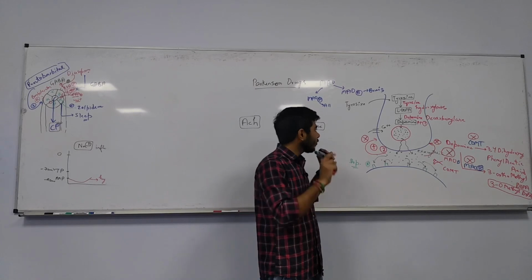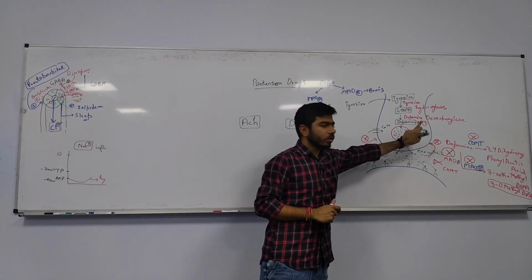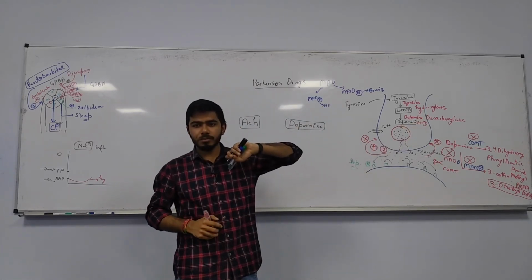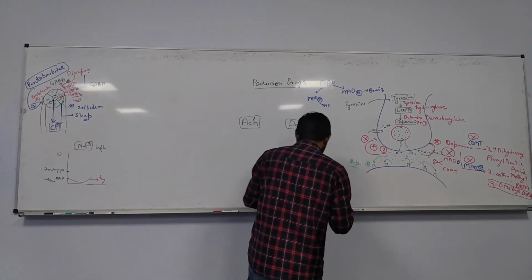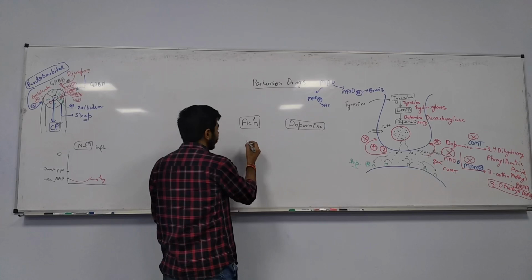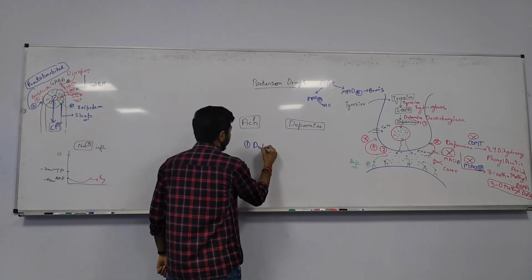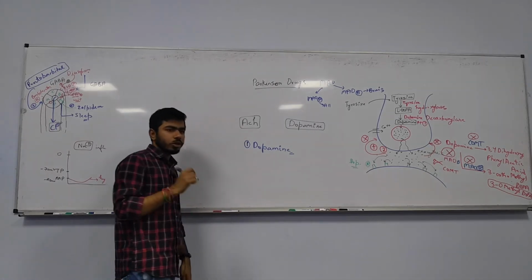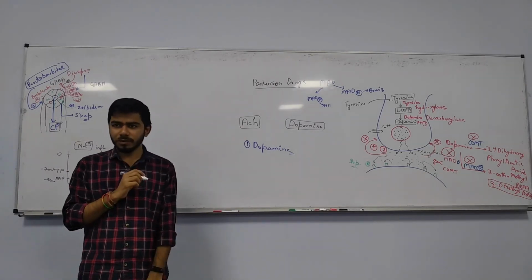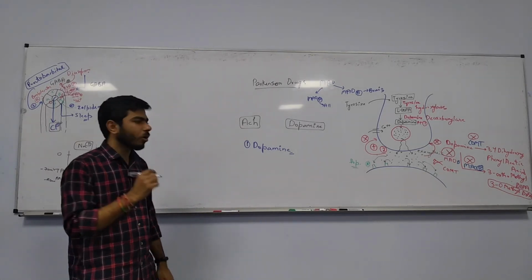So let's talk about the first situation, in which you can increase the level of dopamine. The first drug I can use over here is dopamine. But there is a problem while using this drug. Now what is the problem?